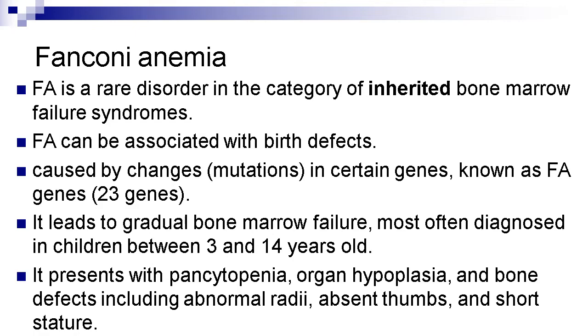Fanconi anemia presents with pancytopenia, organ hypoplasia, and bone defects, including abnormal radii, the plural of radius, a bone in the forearm, absent thumbs, and short stature.